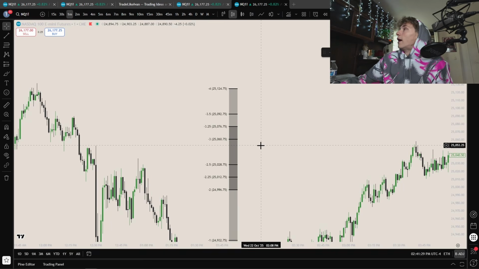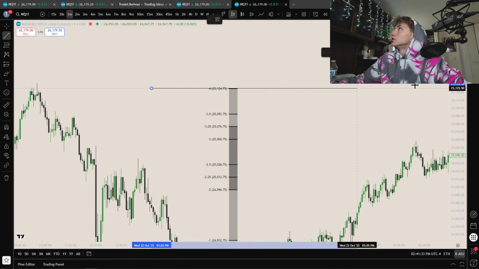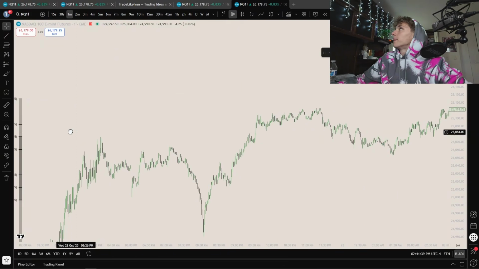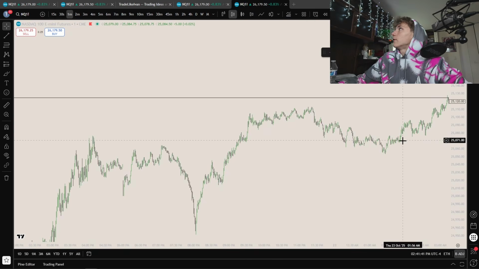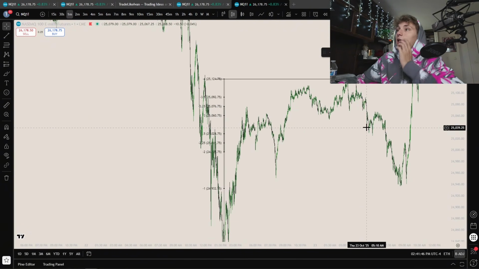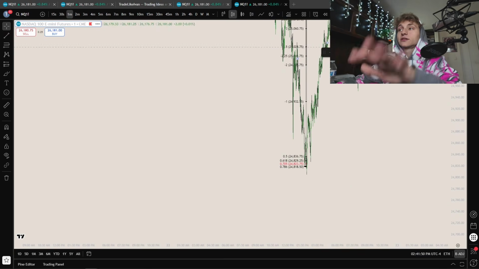Now, -4 here is sitting at 124. So let's take a look at where that is. 124.75. We drag it out, and 124.75 ends up being the high of London, as you guys can see right there. So that's a manipulation leg.